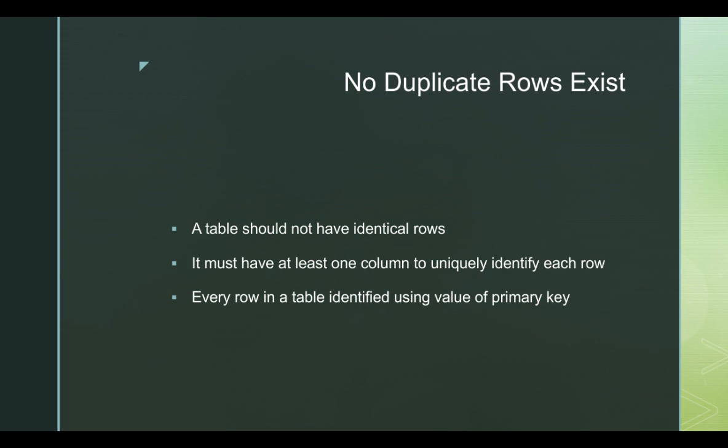First of all, no duplicate rows exist. A table should not have two identical rows. It must have at least one column or set of columns to uniquely identify each row in the table. Such a column or set of columns is called the primary key. So it ensures that every row in the table is identified using the value of the primary key.